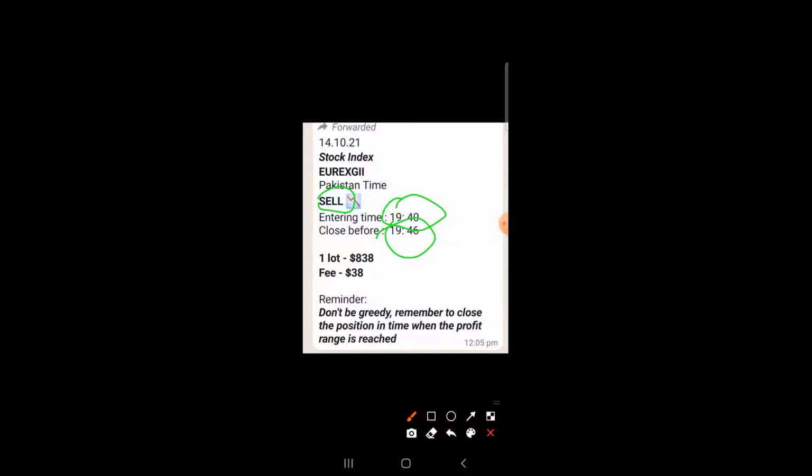Now I am showing you how to calculate this lot size. Remember, don't be greedy. Remember to close the position in time when the profit range is reached. You must be careful.